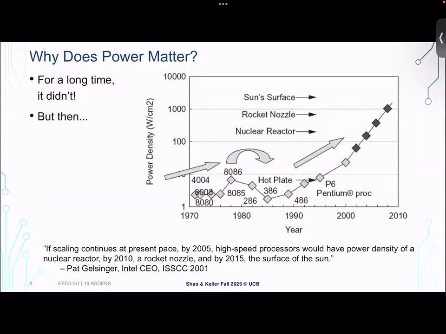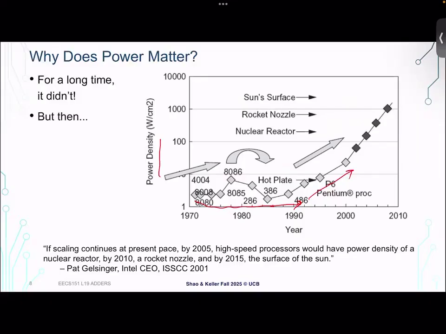On the x-axis is time in years, and on the y-axis is power density measured in watts per centimeter squared, right? So for a given square centimeter of chip, how much power was it consuming? And you can see for a long time, it wasn't that much of a problem. It wasn't really increasing. But then starting in the 90s, there started to be this steady and somewhat terrifying rise in power density.